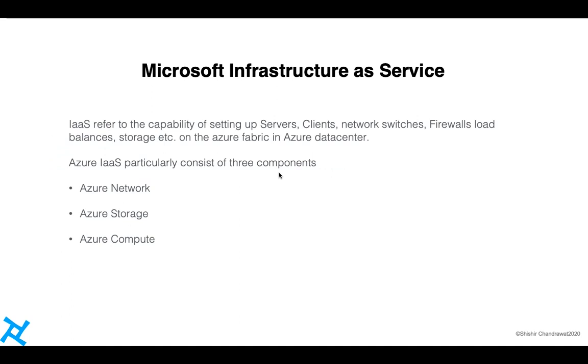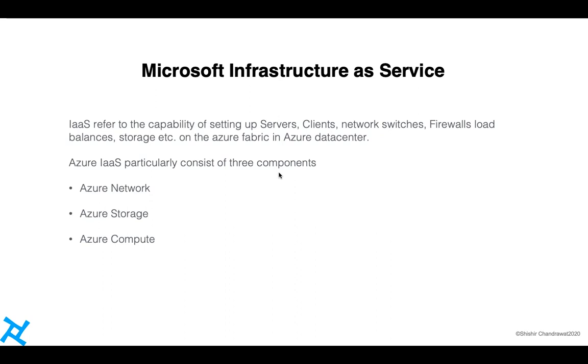Now finally, Microsoft Infrastructure as a Service. IaaS refers to the capability of setting up servers, clients, network switches, firewalls, load balancers, storage, etc. on Azure Fabric in an Azure data center. Azure IaaS particularly consists of three components. What are those components? Azure Network, Azure Storage, and Azure Compute.